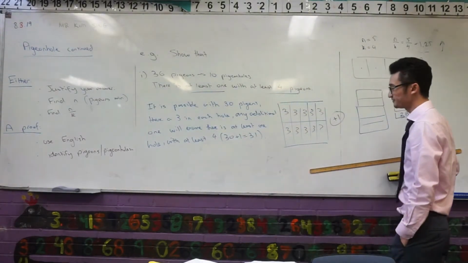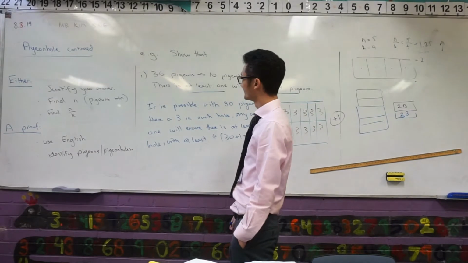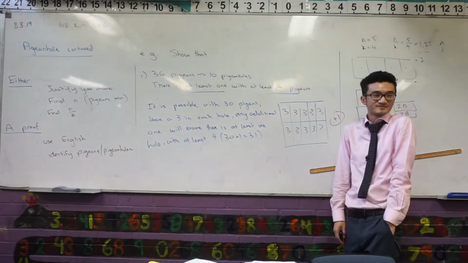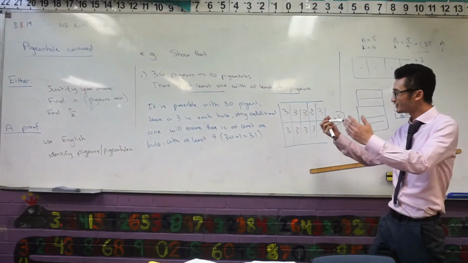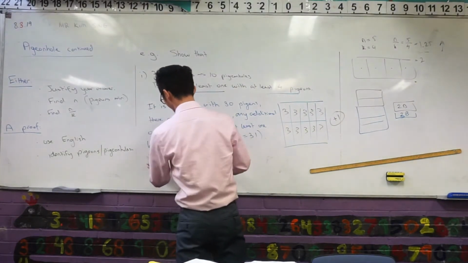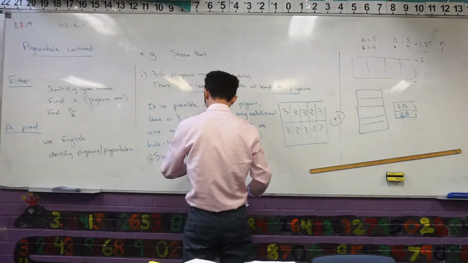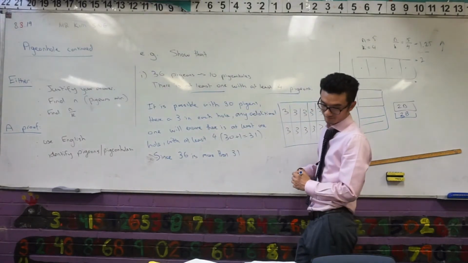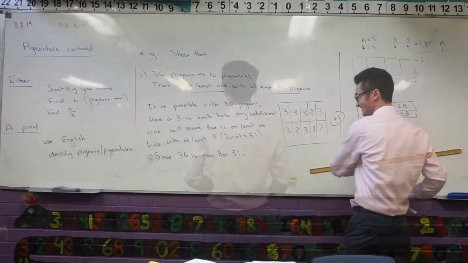Have we answered the question, do you reckon? Are we convinced? I'm pretty convinced. You're pretty convinced? Well, we haven't. What's the question actually asking though? Show for how many pigeons? 36, right? Yeah, well, there's a few ways you could do this, but I could just say, since 36 is more than 31, there's at least 4 in one of the holes. Yeah, you can do that. So it saves you some space.